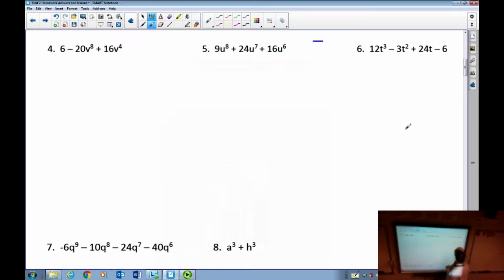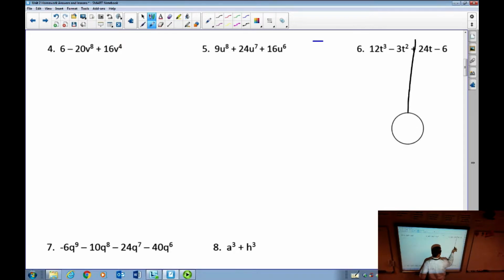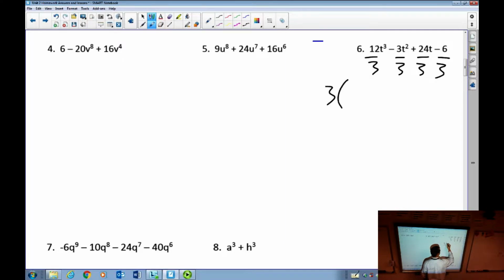I think hopefully we left off at number 6. And what we did with 6 was the grouping method. However, I think I might have taught it a bit incorrectly. You should actually pull out the GCF first, which is a 3. So if you pull out a 3, you do get 4t cubed minus t squared plus 8t minus 2. And then from there, we can go ahead and do the GCF.